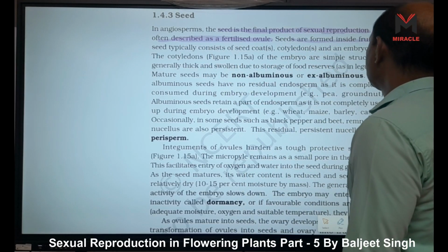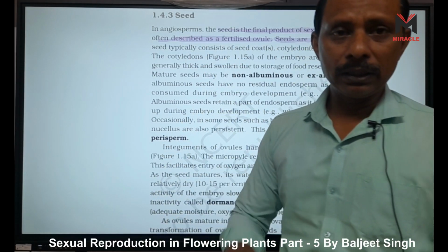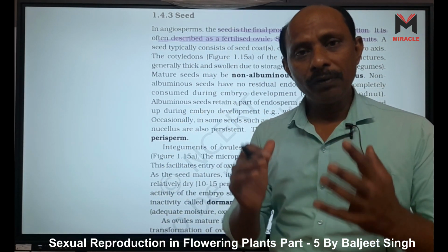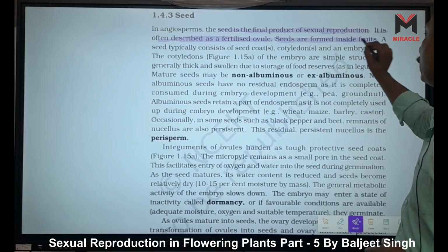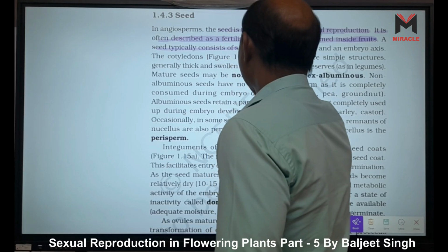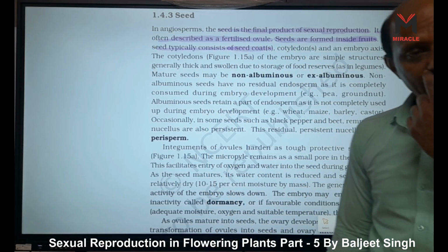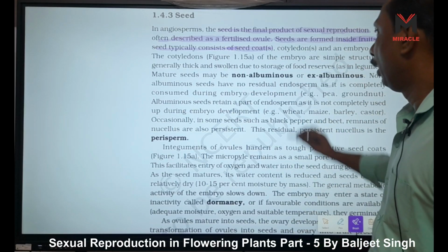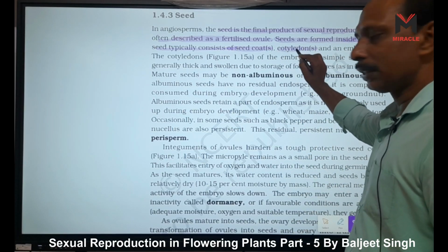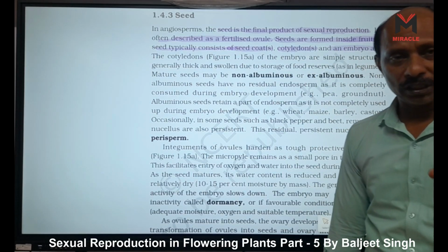Seeds are formed inside the fruit. That's why they are angiosperms. Angiosperm means covered seed. The seed is covered by fruit, so they are formed inside the fruit. A seed typically consists of seed coats. Seed coats means these are integuments, outer integument, inner integument, right? Cotyledons, two cotyledons are there, and an embryonal axis. So these are three components which are present in a seed.